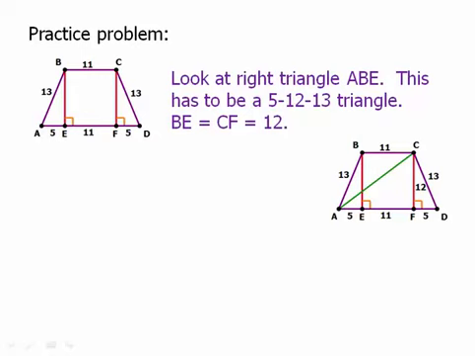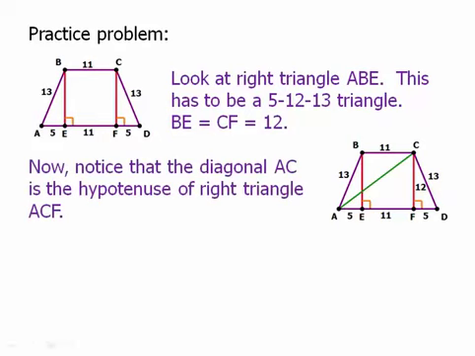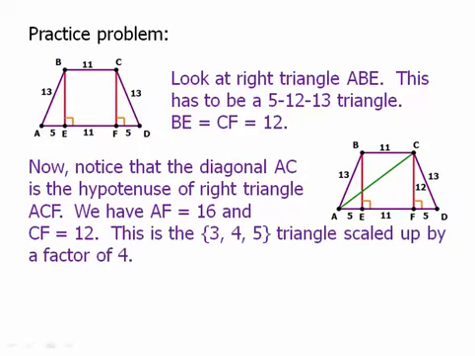Now we can think about that diagonal. That diagonal AC is the hypotenuse of right triangle ACF. And we know that AF is 5 plus 11, which is 16, and CF is 12. Well, this is the 3, 4, 5 triangle scaled up by a factor of 4. It's a 12, 16, 20 triangle. So the hypotenuse AC is 20. That's the length of the diagonal.